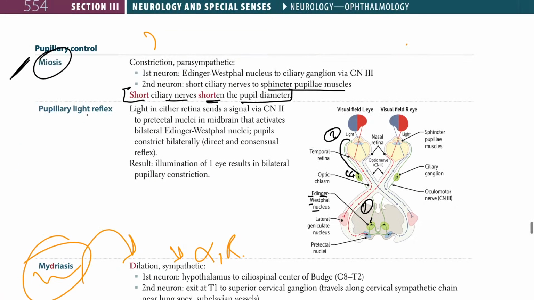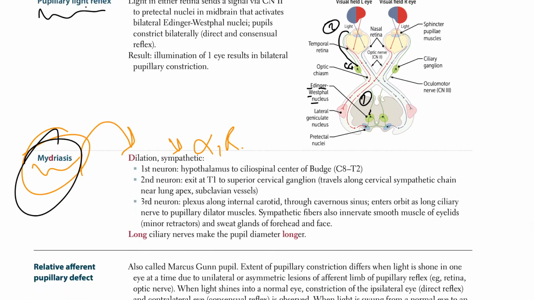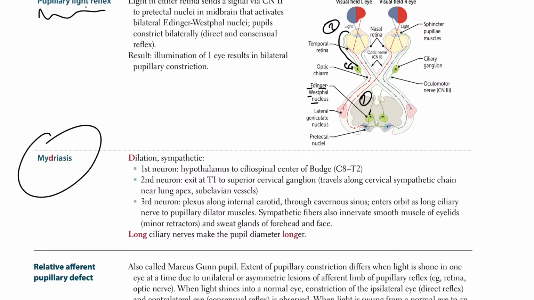Meiosis and mydriasis. So we've got these two neurons, and the sphincter pupillary muscle. Now let's take a look at mydriasis first, and then we will come back to the pupillary light reflex. Mydriasis is the dilation through the sympathetic system. It has a first neuron, second neuron, and third neuron.